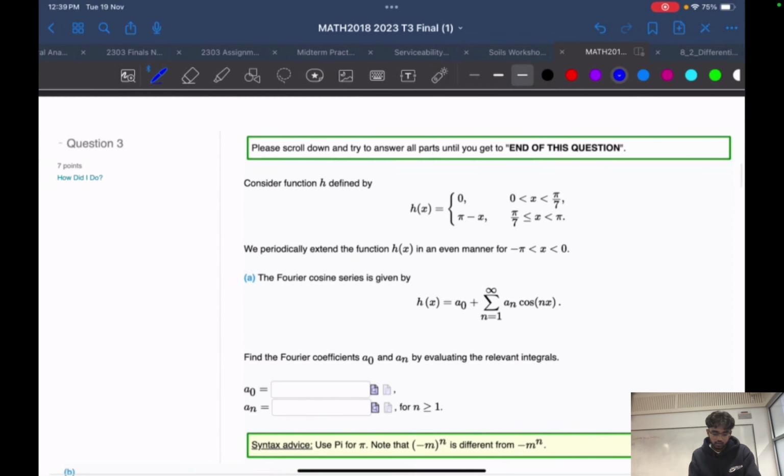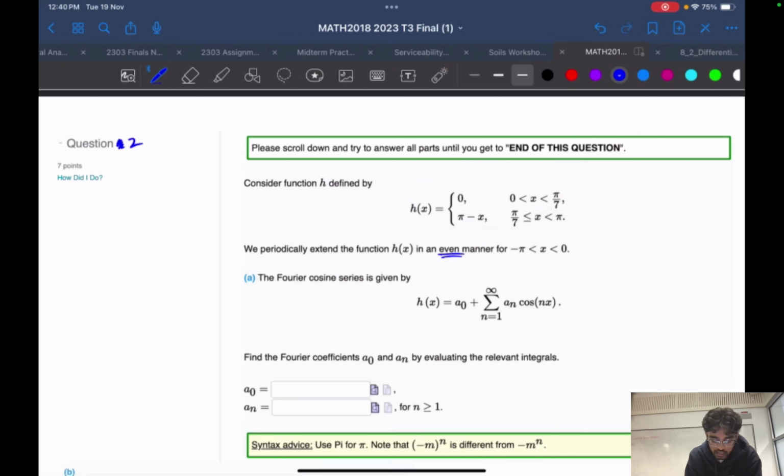Question 3, or should be question 2. Consider function h defined by this function, a piecewise function. We periodically extend the function h in an even manner. So even manner is very, very important. For minus pi to 0, the Fourier cosine series is given by h of x equal to a0 plus the sum from 1 to infinity of an cos nx. Find the Fourier coefficients a0 and an by evaluating the relevant integrals.